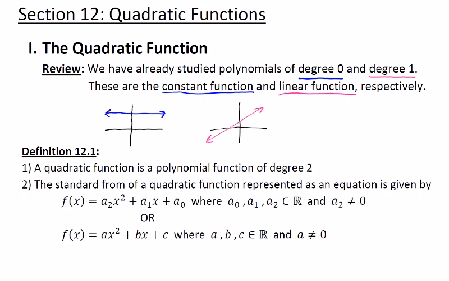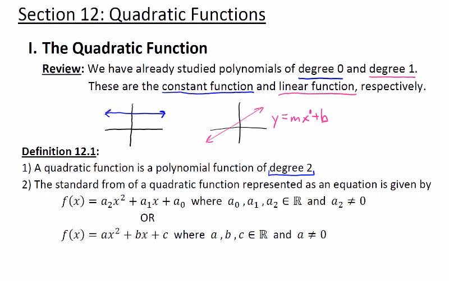So looking at definition 12.1 is going to tell us a little bit more about the quadratic function. The quadratic function is a degree 2 type polynomial. Now, where these degrees come from is the largest power of the variable that shows up in the equation. So for example, on the linear function, we expect the equation to always be of the form y equals mx plus b. So the x has an implied power of 1, hence why we call it degree 1.